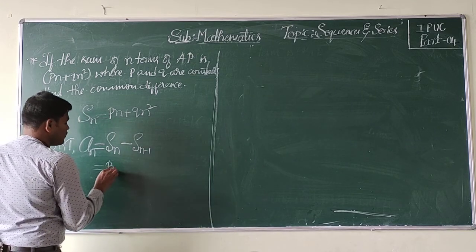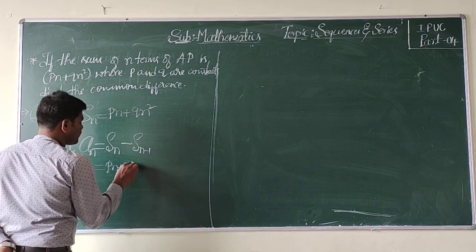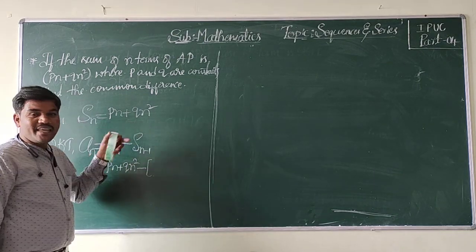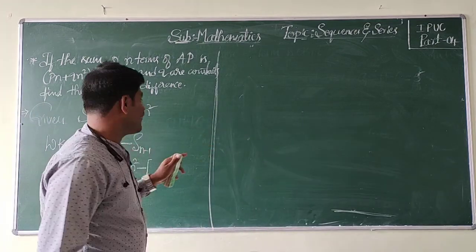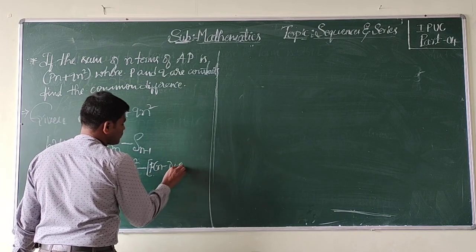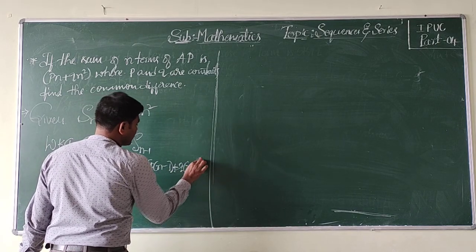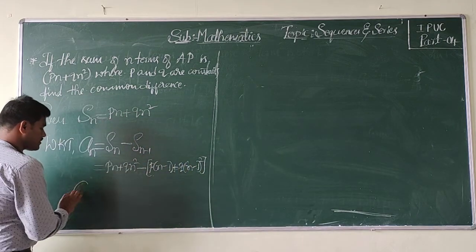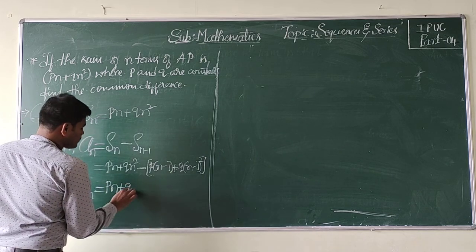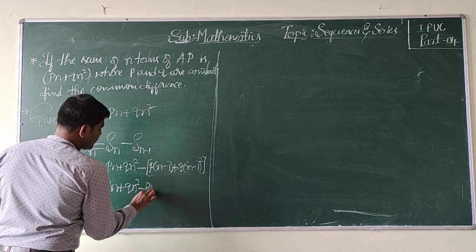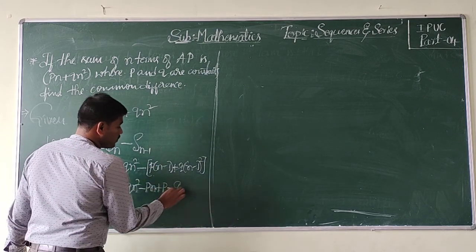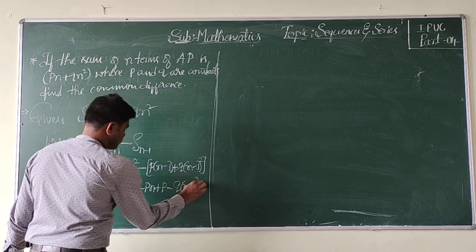Sn is Pn + Qn². So minus Sn−1, where we replace n by n − 1. That gives P(n − 1) + Q(n − 1)². Simplify this, and the general term is An = Pn + Qn² − Pn + P, since minus becomes plus, minus Q(n − 1) whole square.